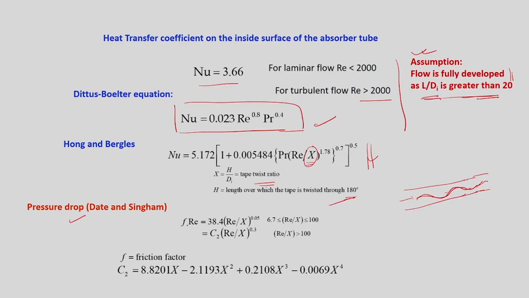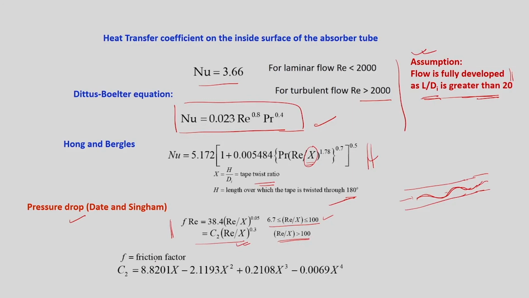One of the correlations applied here in concentrating collectors is proposed by Date and Singham, which is expressed something like this: f multiplied by Reynolds number is equal to 38.4 Reynolds number divided by x to the power of 0.05. This value should be in between this range, and this friction factor multiplied by Reynolds number can be expressed something like this, if this value is more than 100.